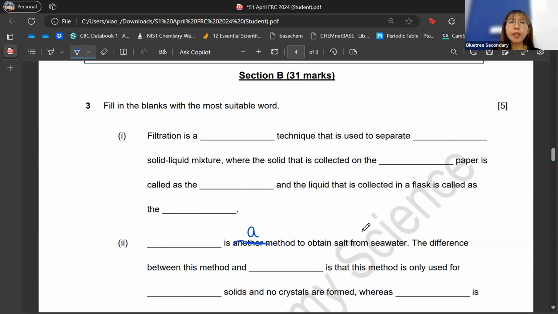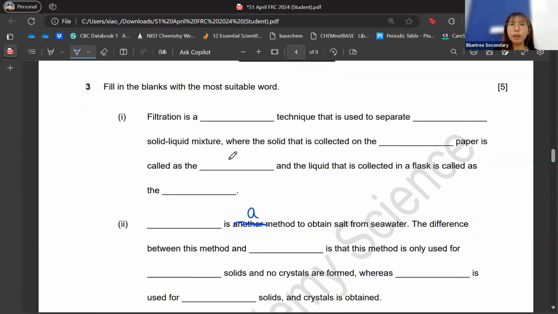Okay, section B, open-ended, just for filling up the blank from question 3. Filtration is a blank technique that is used to separate blank soluble liquid mixture, where the solid is collected on the blank paper and is called the blank, and the liquid collected in the flask is called the blank. So first step, just like your English language paper, you read the entire paragraph to get the understanding of which part of this concept of filtration the question is testing you on.